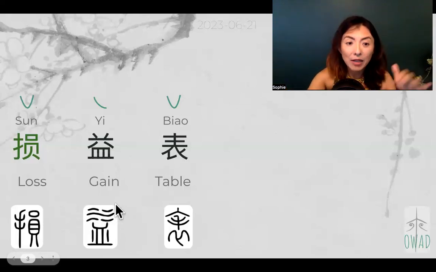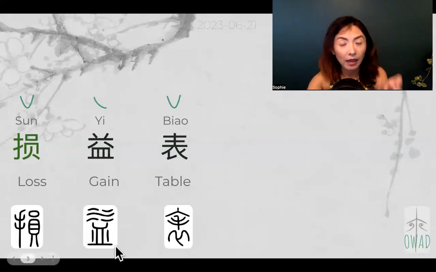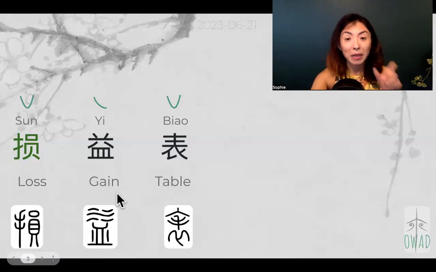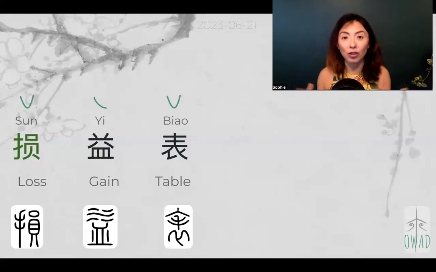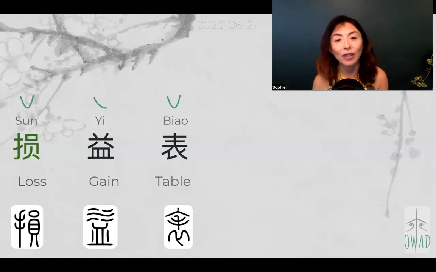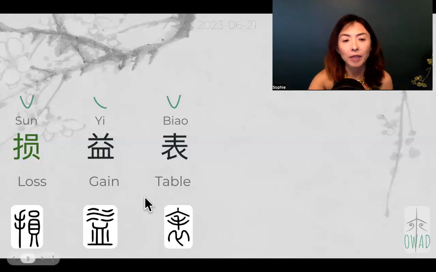So this image of liquid on top of the container flowing, that's overspilling. And the language used, overspilling, means it's gain. Like you're not only maxing out your current container, you're overflowing with extra gains. So that's the gain concept.